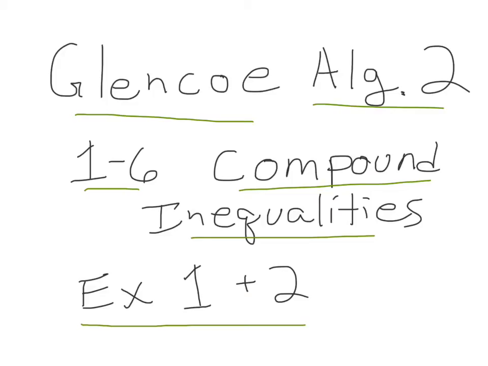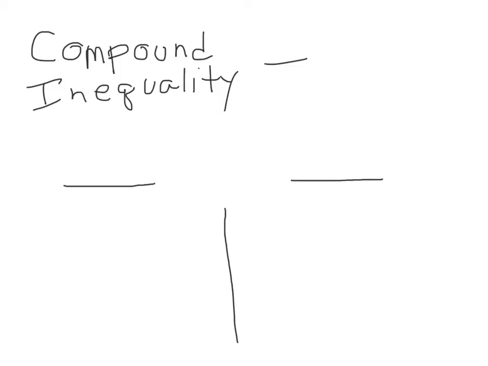So let's move over here and first start out with, what is a compound inequality? Well, we know what an inequality is. An inequality is an equation, a math sentence, and instead of an equal sign it contains something like greater than or less than or greater than or less than or equal to. So a compound inequality is two inequalities that are joined by the word and, or the word or.